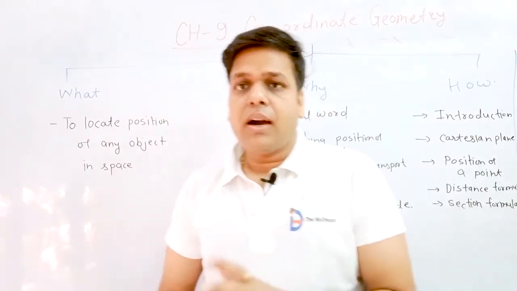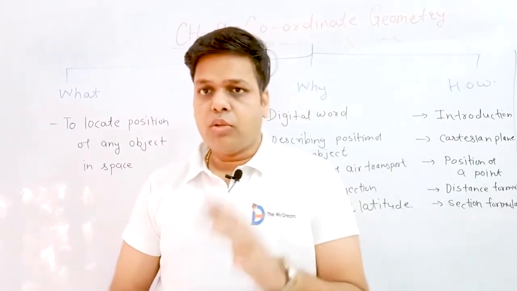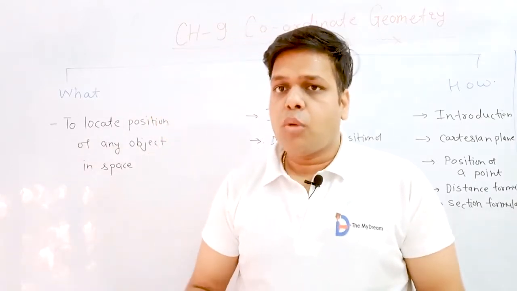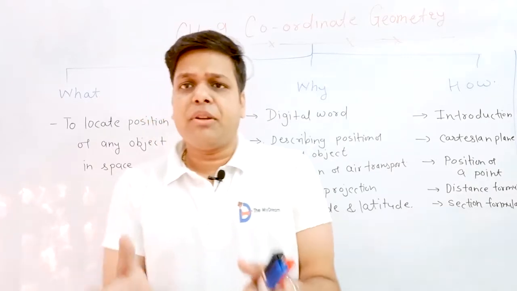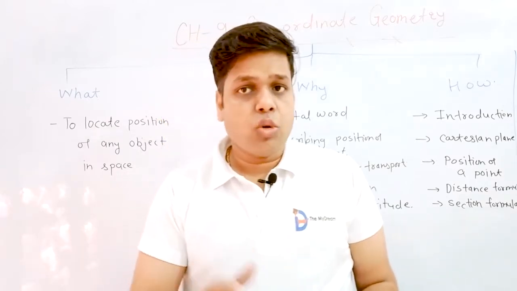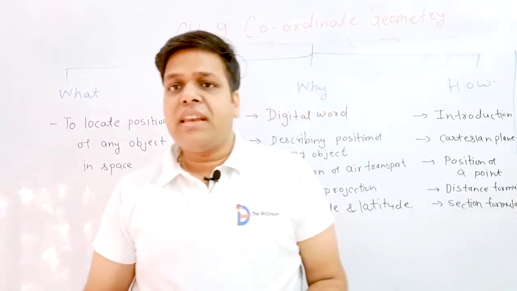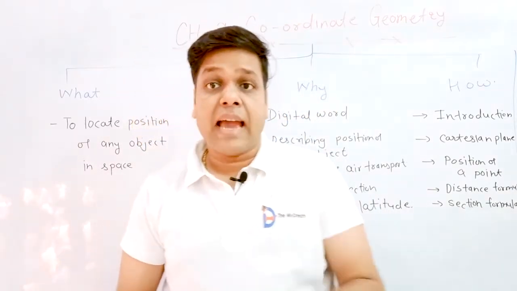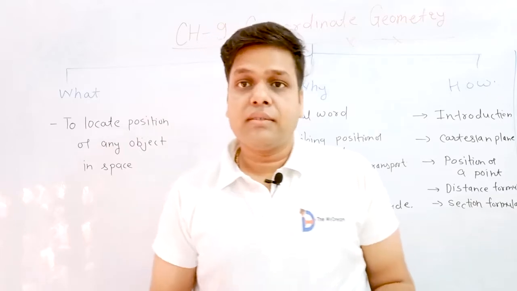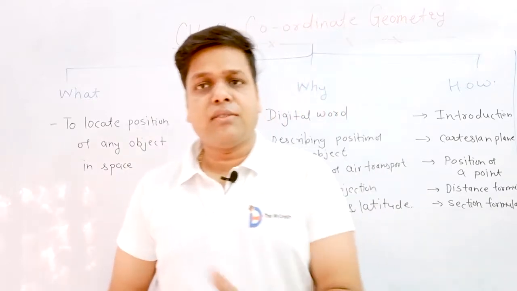Before that, we start with our concept: what is coordinate geometry? First of all, a word comes: geometry. Geometry means any figure which can be drawn. So how can we draw any figure? To draw any figure with a specific dimension, we use coordinate geometry. We define points, we define line segments, we define lines and so on.